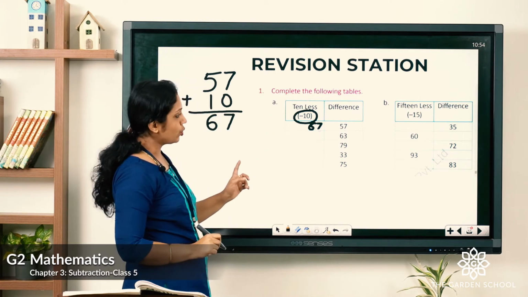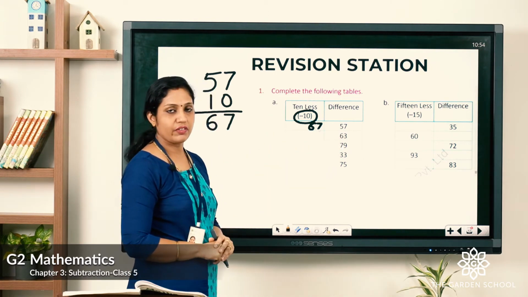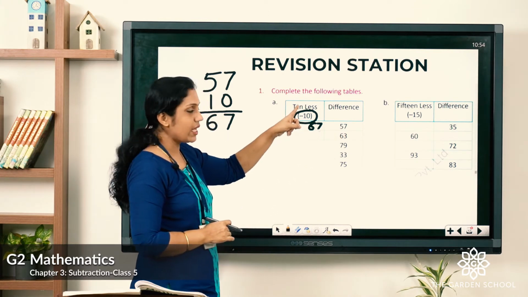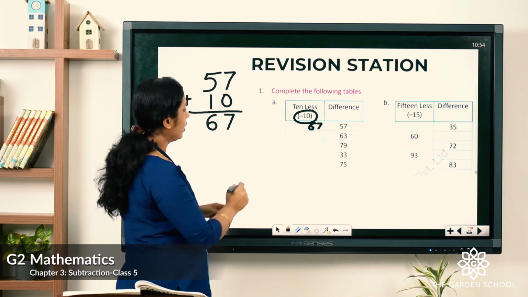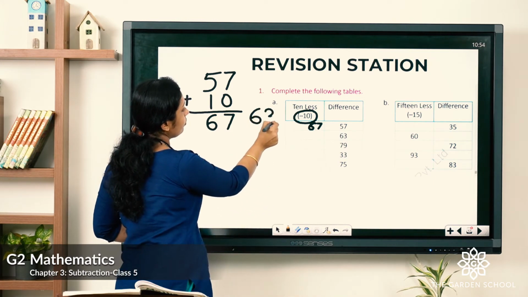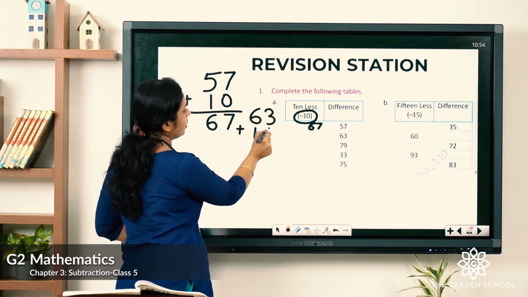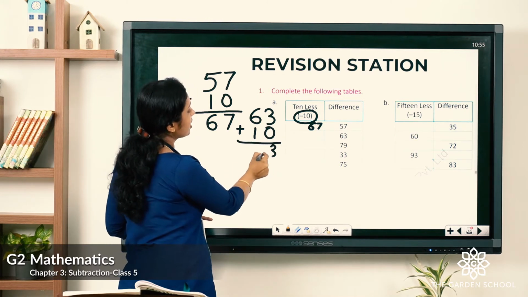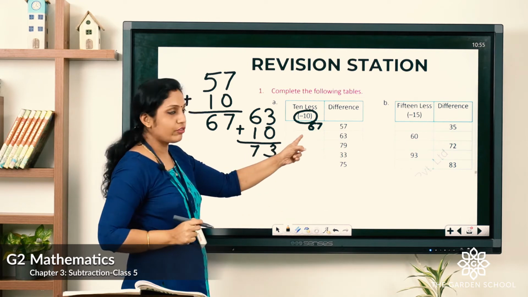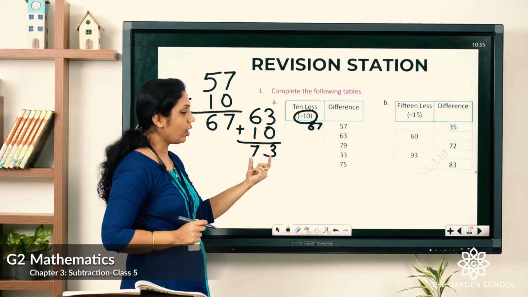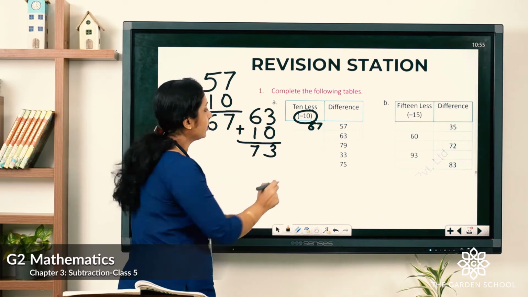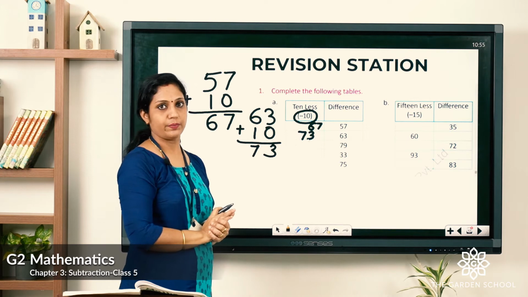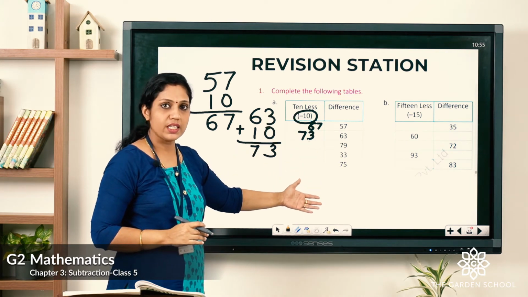Let's do one more. 63 is the difference. The same thing we need to apply here also. 63 plus 10, we get the minuend. So 63 plus 10. How much we get? 3 plus 0, 3. 6 plus 1, 7. So what we have to write here? The answer that we have got here should be written in the space here. 73 minus 10 is equal to 63. Likewise, you can clear all these exercises.